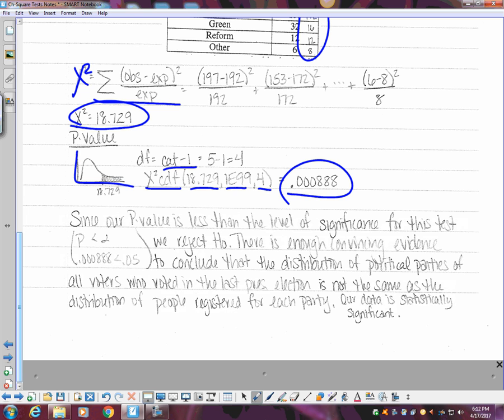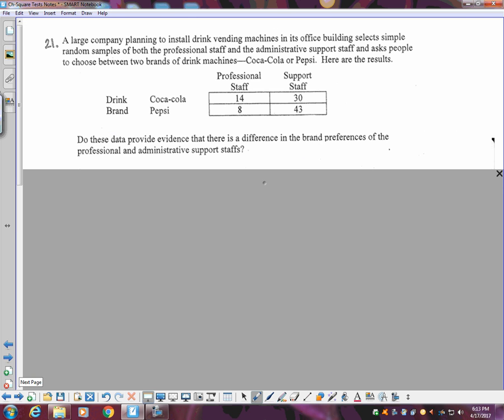The distribution of political parties of all voters who voted in the last presidential election is not the same as the distribution of people registered for each party. Our data is statistically significant. Now, it's not asking us which one was more, which one was less. It's just, is it the same or is it different? That's it. And be real careful not to interject too much information, or by all means don't interject your opinion unless they ask for it, which they probably never will.